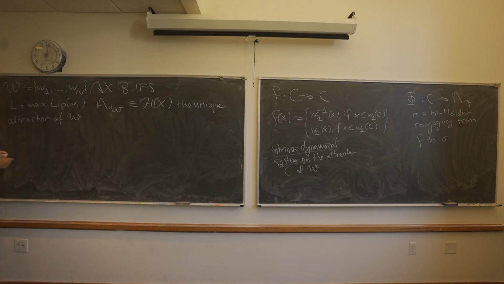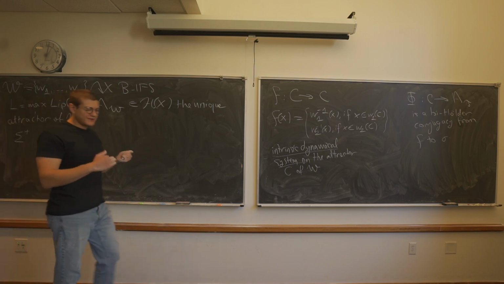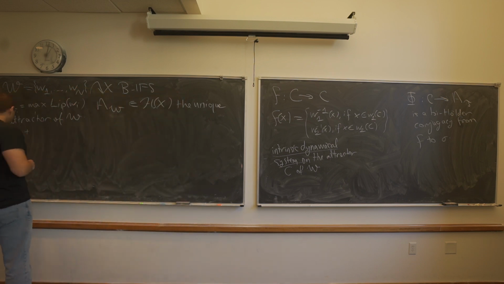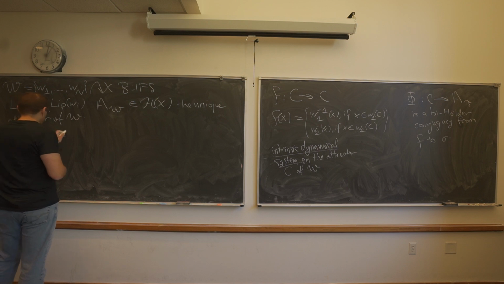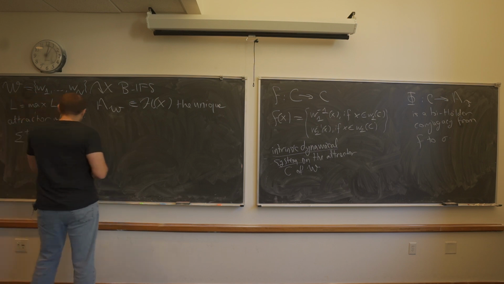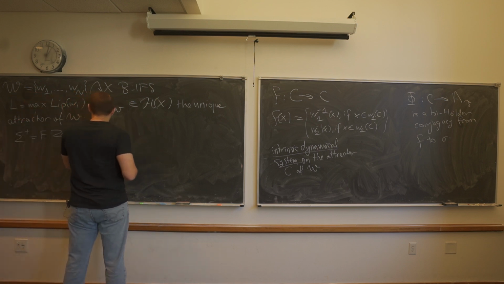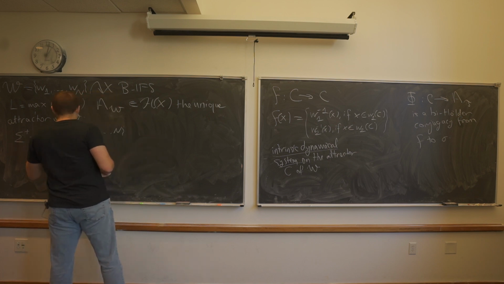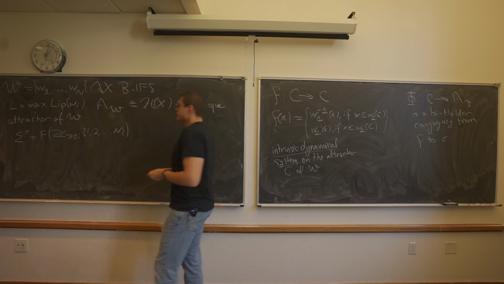And let me also put sigma plus to be the space of one-sided sequences with symbols from 1 to n. And of course there's a shift on it.